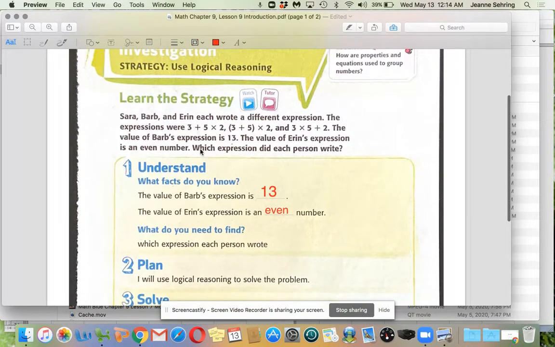So what do you need to find out? We need to find out which expression each person wrote. Did I say that funny? Which expression each person wrote.